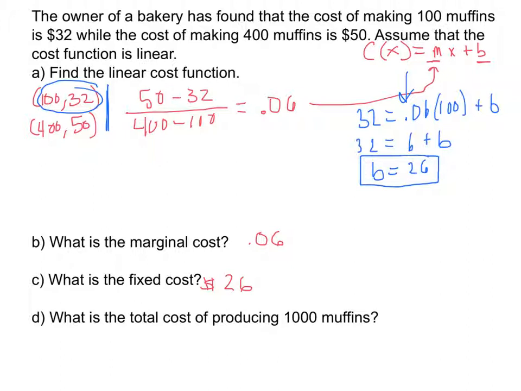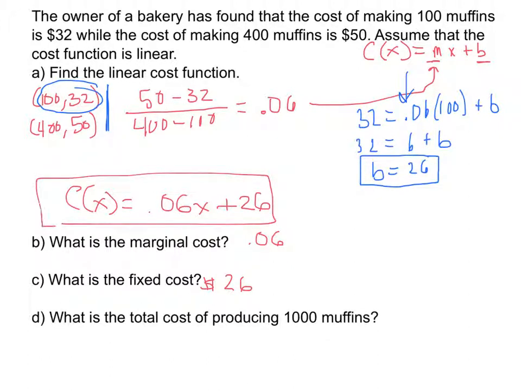Now we know what our cost function actually is. We have C of x is equal to 0.06x plus 26. That's our linear cost function.